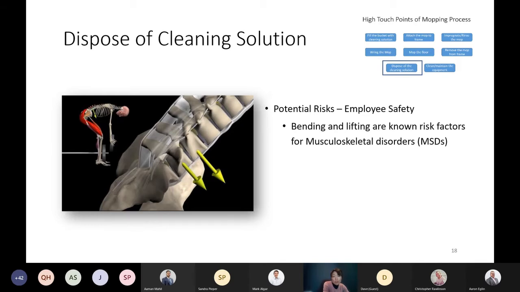And then finally, disposing of the cleaning solution. So I think certain SOPs call for the cleaning solution to be disposed of after a certain square footage of cleaning. So anytime you dispose of the cleaning solution, you will bend, and then you lift the bucket and you dump the water into the sink. So these are all risk factors from a human ergonomic standpoint.